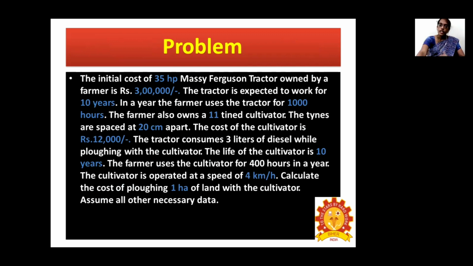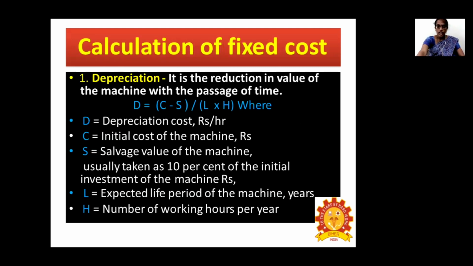Then he has purchased an 11-tyne cultivator to attach to this tractor itself, and the tynes are placed 20 centimeters apart, and the cost of this cultivator is around 12,000. The tractor consumes 3 liters of diesel while ploughing with the cultivator, and the life of this cultivator is around 10 years. The farmer uses the cultivator for around 400 hours, and the cultivator speed is around 4 kilometers per hour. We need the cost of ploughing in terms of 1 hectare of land with the cultivator.